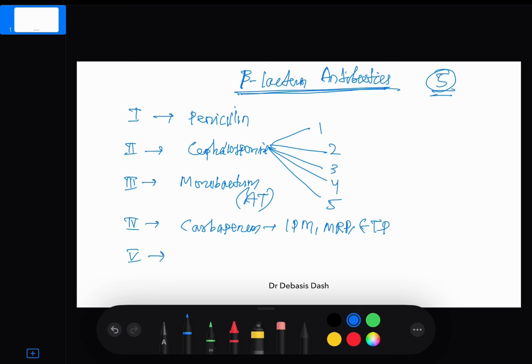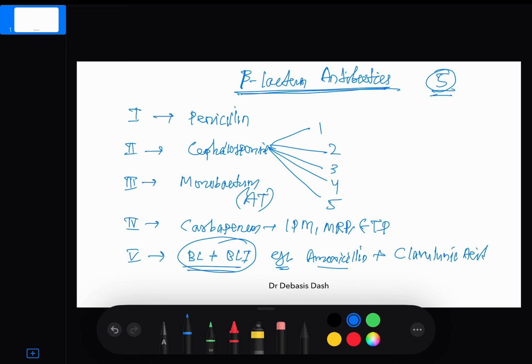And class 5 includes the beta lactam plus beta lactamase inhibitor group, for example amoxicillin plus clavulanic acid. Here amoxicillin is the beta lactam and the beta lactamase inhibitor is clavulanic acid. What is beta lactamase?